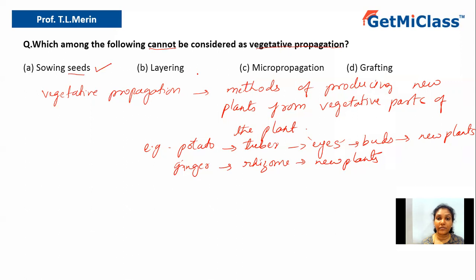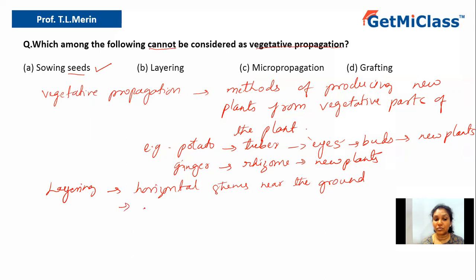Layering is again a type of vegetative propagation. The plants will contain horizontal stems near to the ground. They grow near the ground, and slowly they get covered by mud, and they give rise to roots. While still attached to the parent plant, these branches will give rise to roots, and after a few days the horizontal stems get detached from the parent plant, and then they will become a new individual or a new plant. This is known as layering.